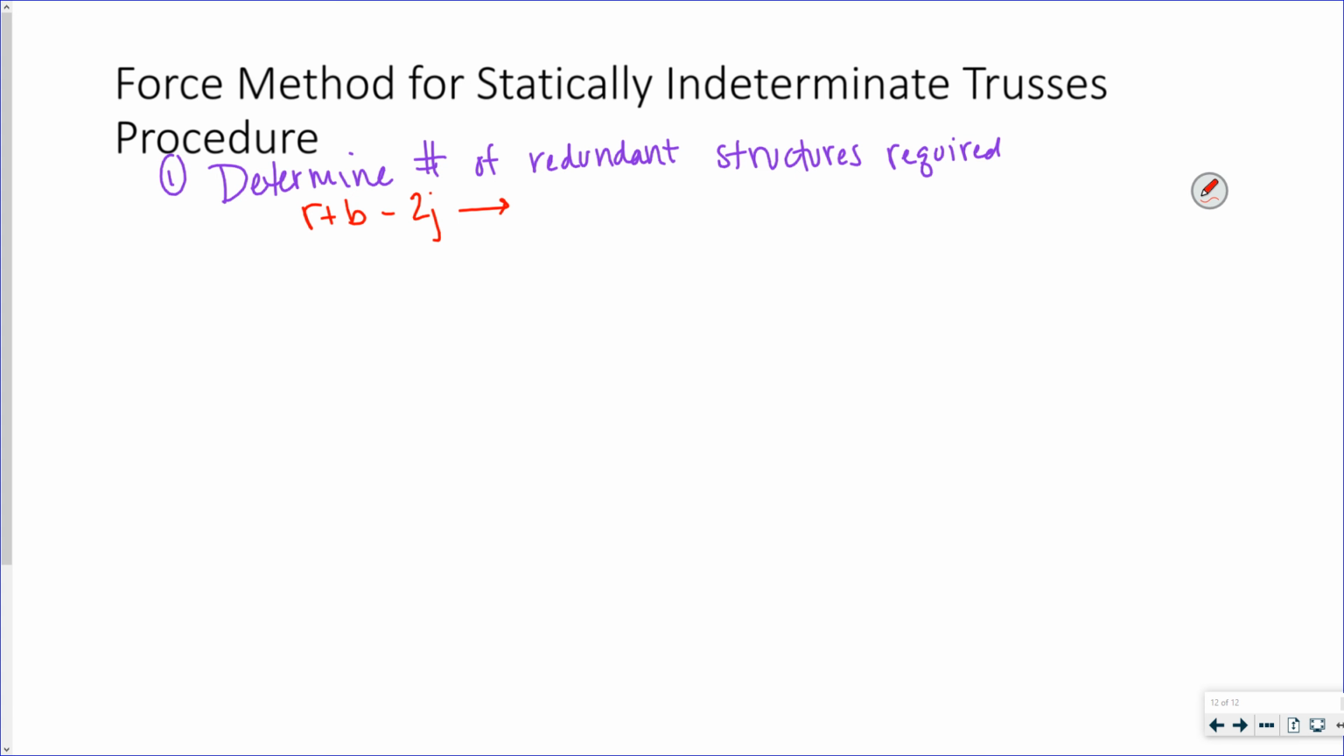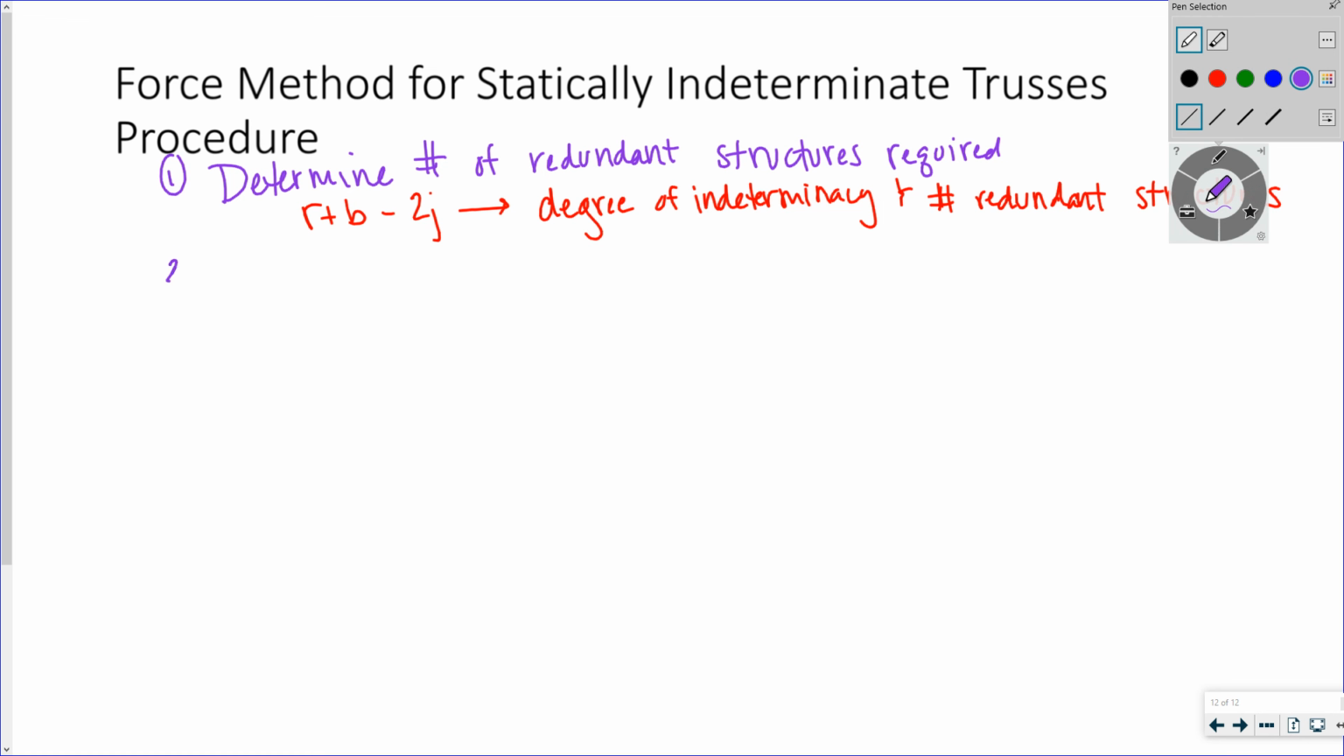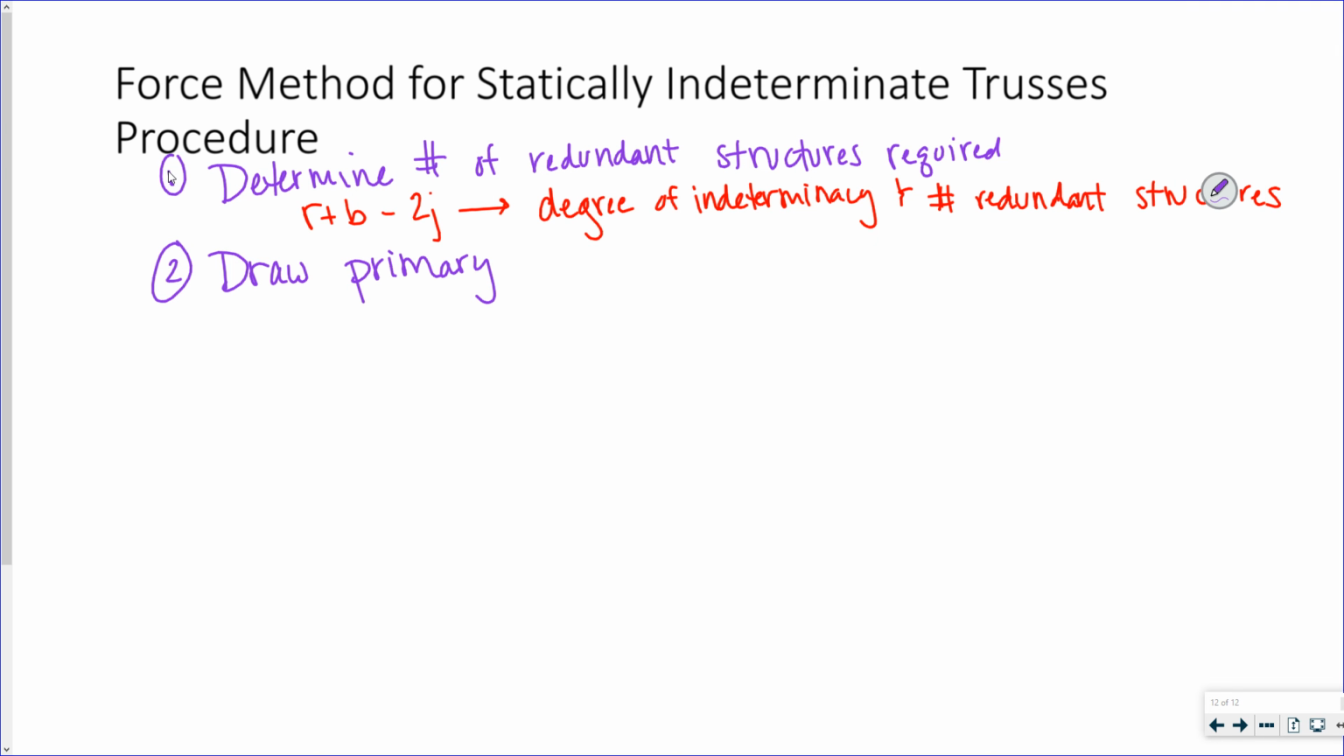So R plus B minus 2J is my degree of indeterminacy, and the number of redundant structures. So I'm going to draw, my next step is to draw my primary and redundant structures.